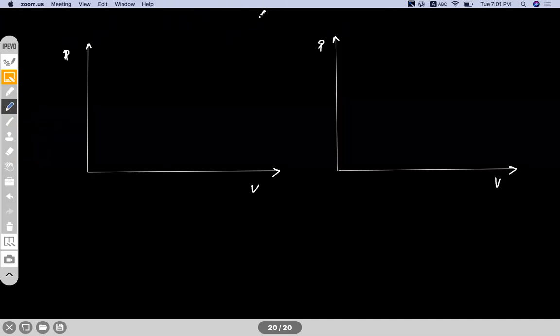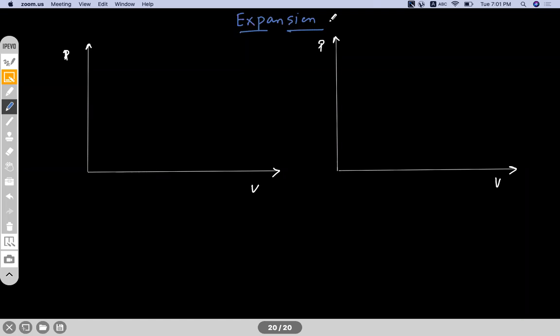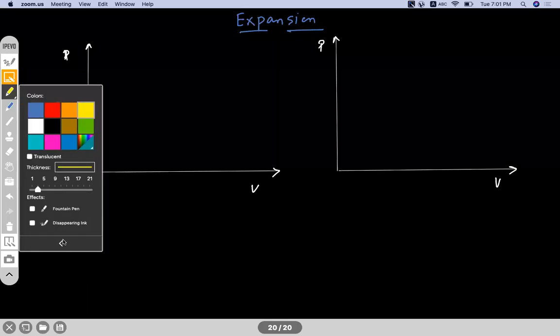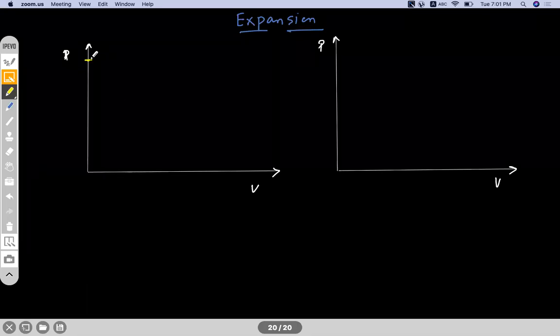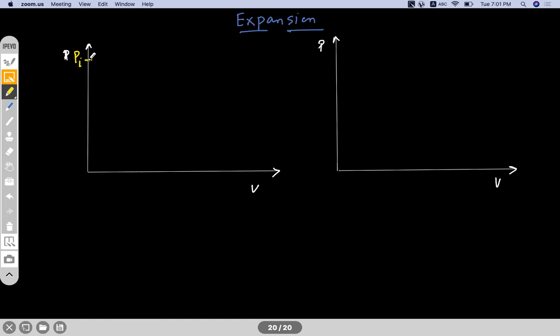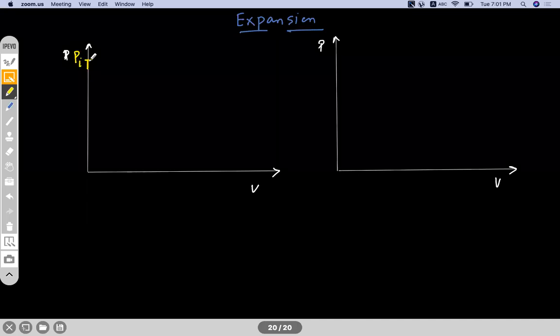I am considering expansion. Both graphs are for expansion. One is for reversible, the other one is for irreversible. So in expansion volume increases. Suppose the initial pressure is this, Pi, correct? Now, when you decrease the pressure slightly, what happens? This pressure will come down, right? And when it comes down, during this process, the expansion takes place a bit, isn't it?